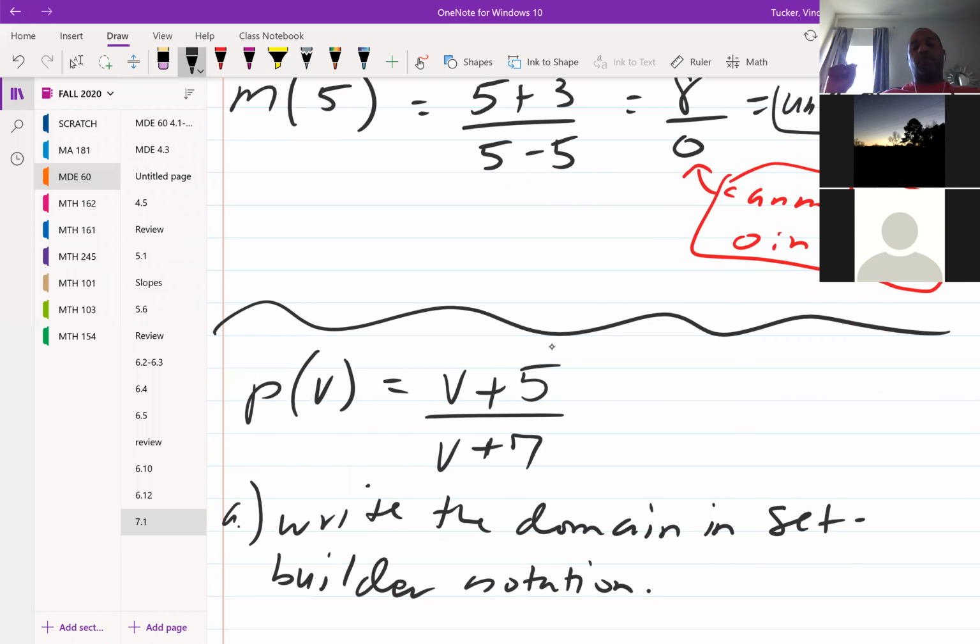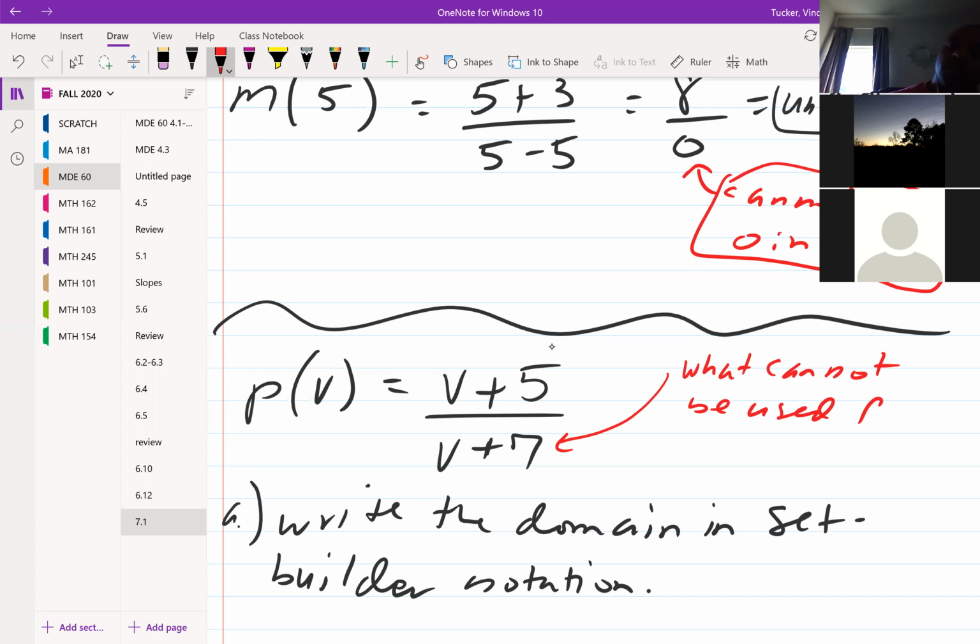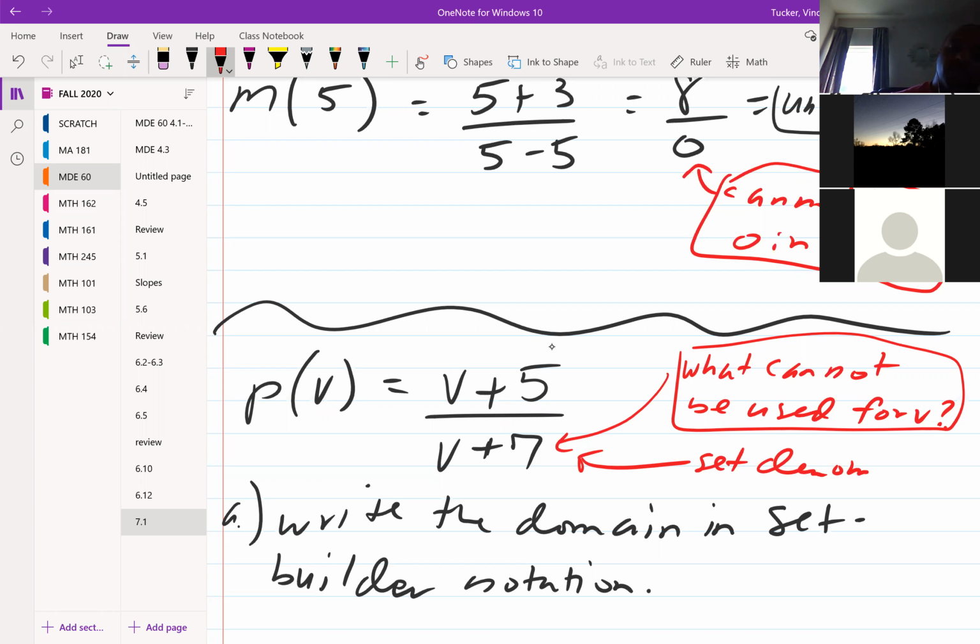All right, so this next one: write the domain in set builder notation. The domain will be all of the values that you can use. So you want to evaluate the values that you cannot use. So you ask yourself, what cannot be used for V? In other words, what can I not plug in to this equation? To find that out, you can always set the denominator equal to 0 and solve.